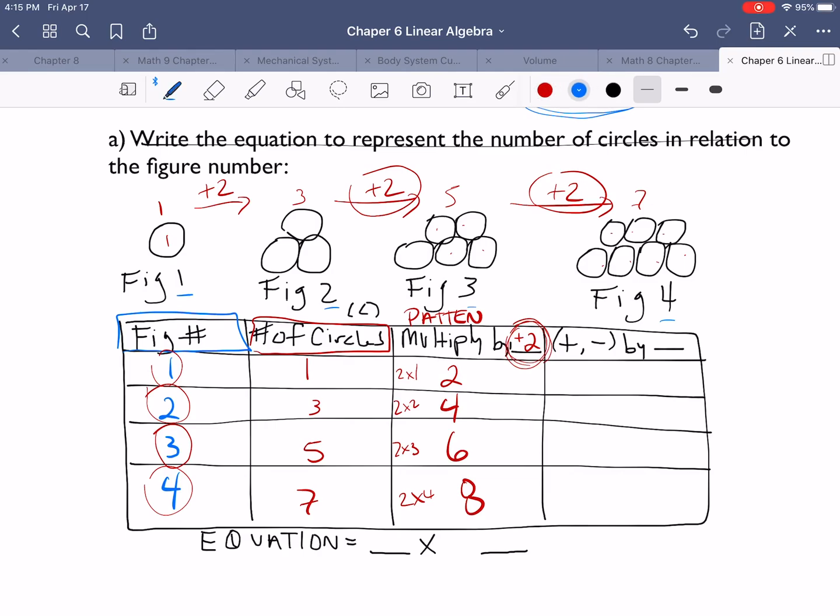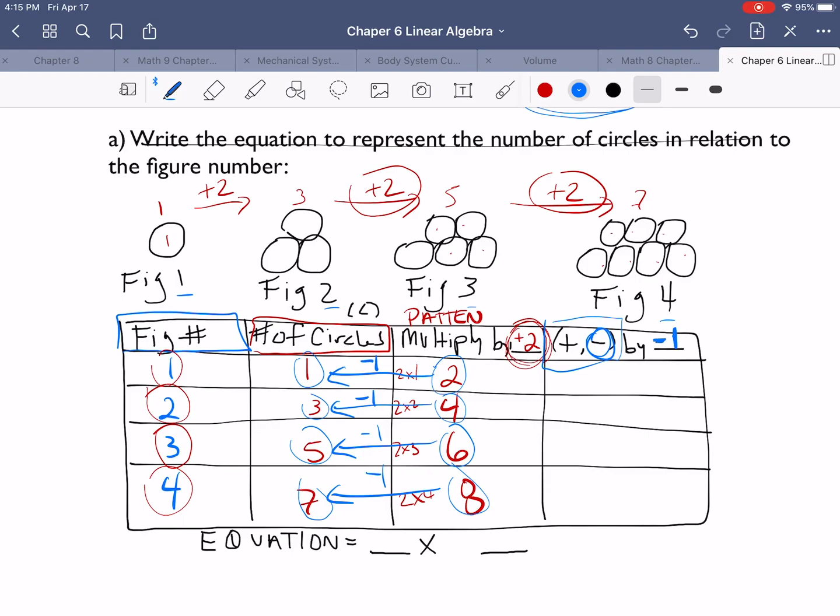The last part is trying to figure out how we got back to these numbers right here. We're going to have to add or subtract. So how did I get from 2 to 1? I minus 1. How did I get from 4 to 3? I minus 1. How did I get from 6 to 5? Minus 1. Looks like the pattern here is minus 1.